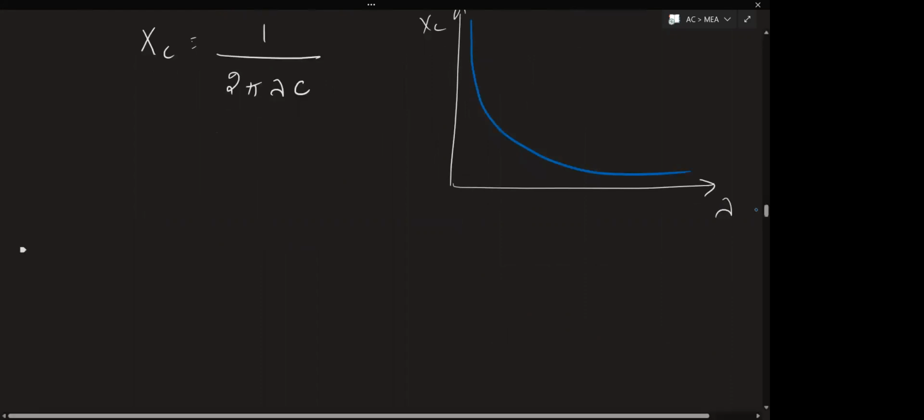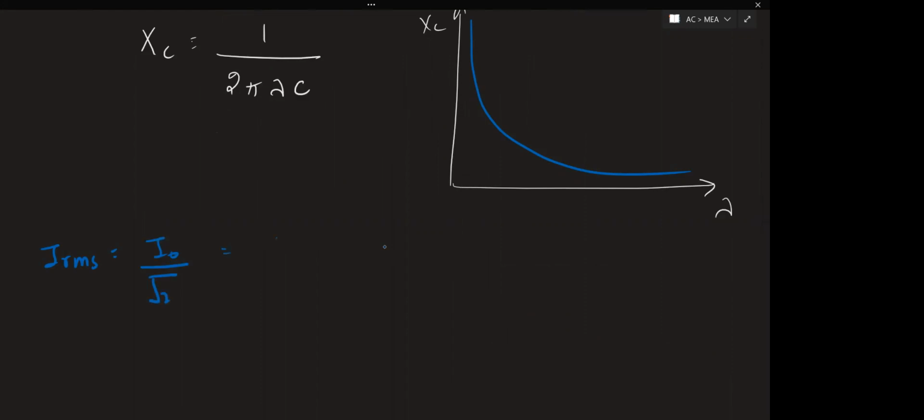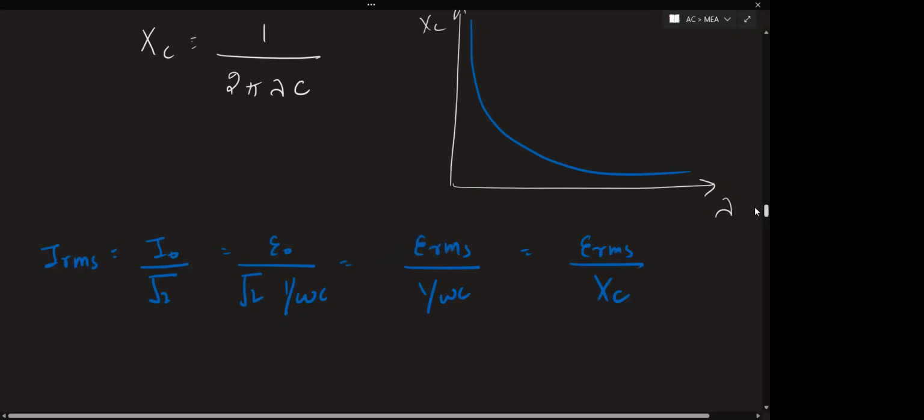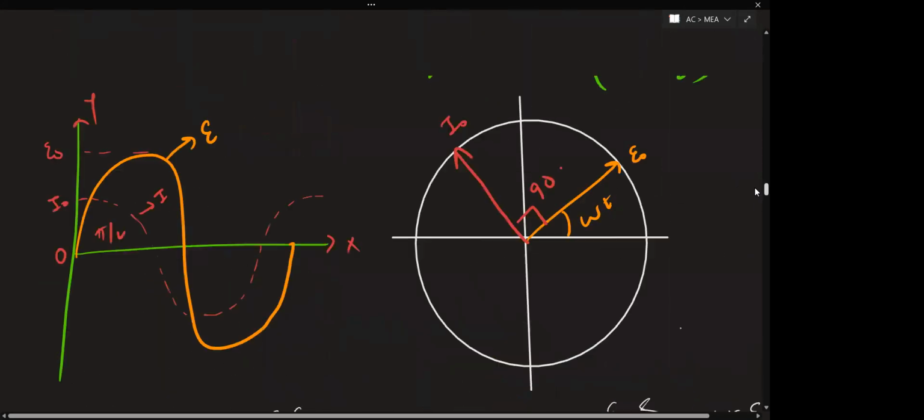Here your IRMS, if you write, IRMS is equal to I naught divided by root 2. I naught here is E naught divided by 1 by omega C, then divided by root 2. And E naught by root 2 is what? ERMS. So that becomes ERMS divided by 1 by omega C, or ERMS by XC. We'll do a conclusion, then we'll do certain questions before starting with LCR circuits. Just note down these points.